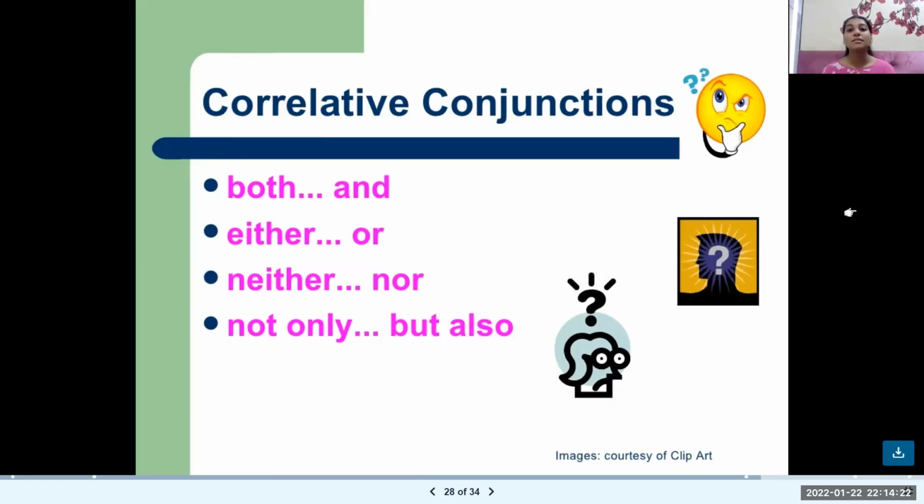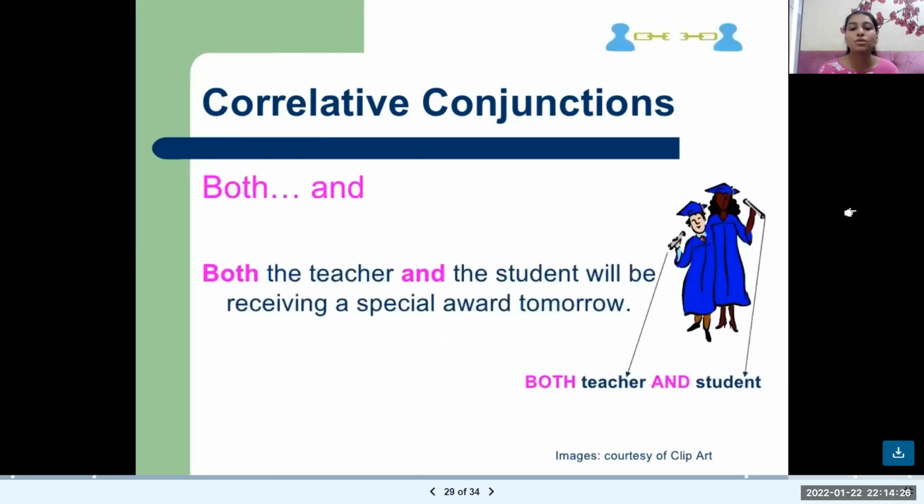So we shall see the examples and understand them in detail. The first one is both and. It is a correlative conjunction. So how is it used in a sentence? Let us see that. Both the teacher and the student will be receiving a special award tomorrow.